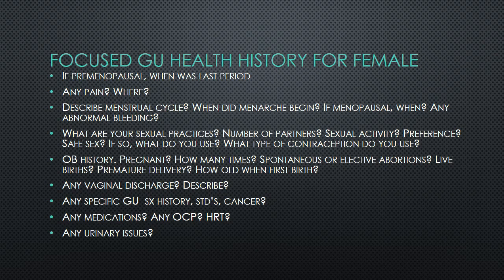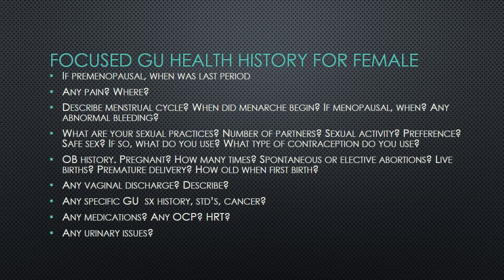We'll want to know if they have any vaginal discharge, and then to describe the vaginal discharge. Have they noticed any lesions or discolorations on their vagina? Have they had any specific genitourinary surgeries, such as tubal ligation or hysterectomy? Any type of STD, sexually transmitted diseases, sexually transmitted infections is I think what it's called now. If there's any type of uterine or vulvar cancer.